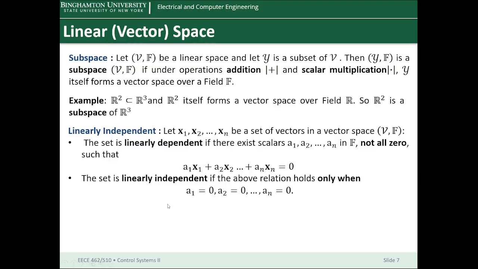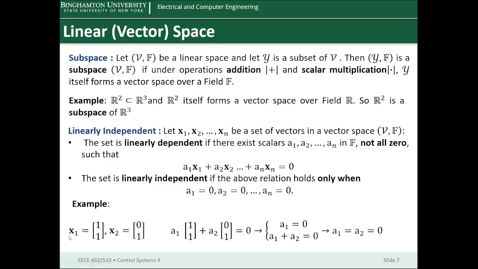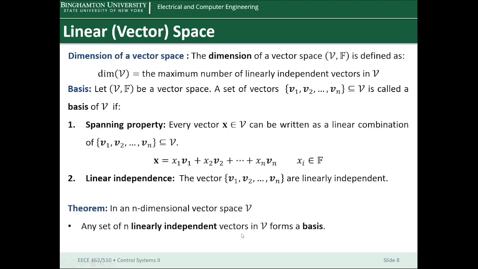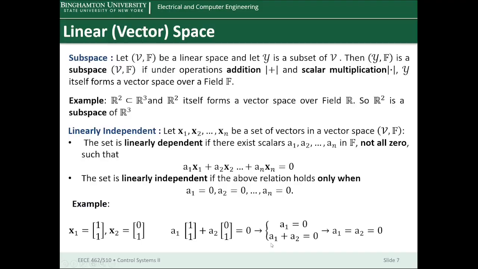It shows these vectors are linearly independent. For example, assume x1 is (1, 1) and x2 is (0, 1). Then suppose a1 x1 plus a2 x2 is equal to 0. This implies a1 equals 0, and a1 plus a2 is equal to 0. From this, a1 should be 0, and if we put this here, a2 also should be 0. It shows x1 and x2 are linearly independent.